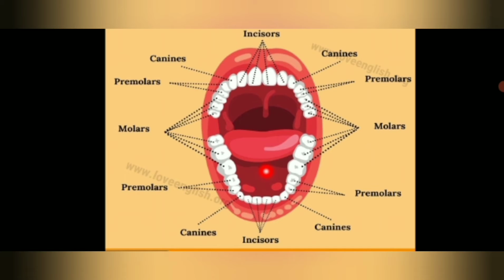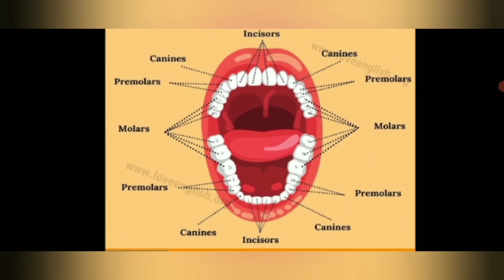Now look at the sharp pointed teeth located on both sides of the incisors. This one and this one here, this one and this one. These are used to tear the food, just like a fork. Hence they are called canines. These are canines. They are 4 in number, 2 in each jaw. See here, 1, 2, 3, 4. So the total number is 4.